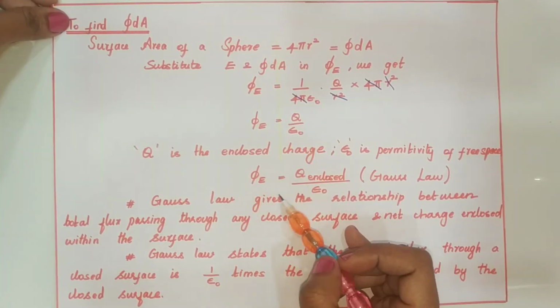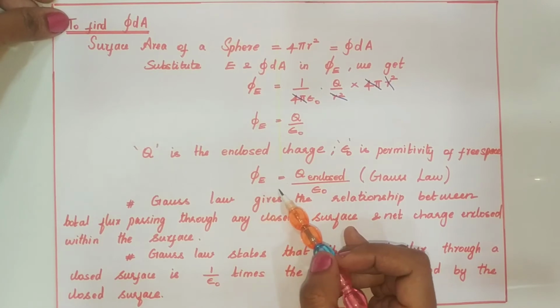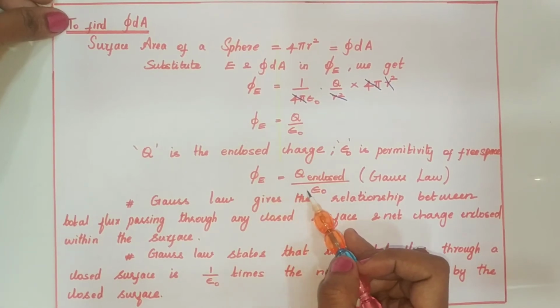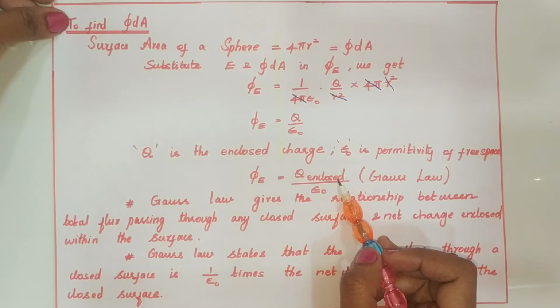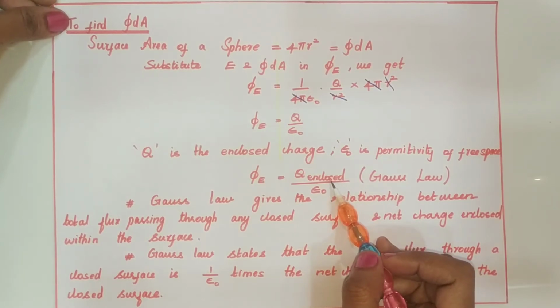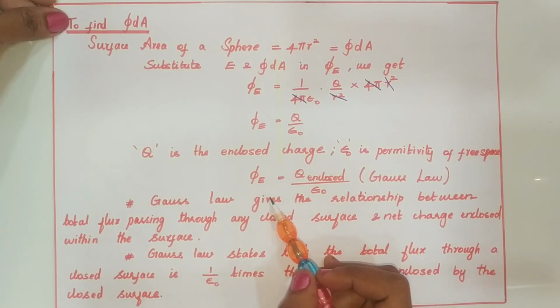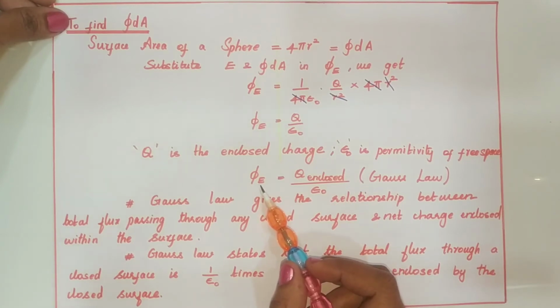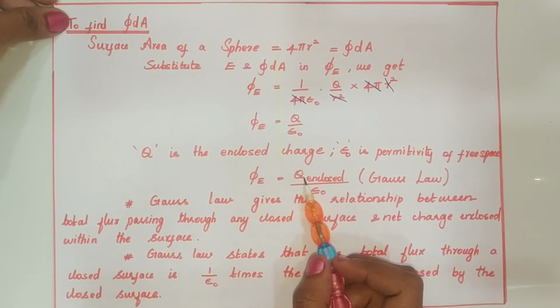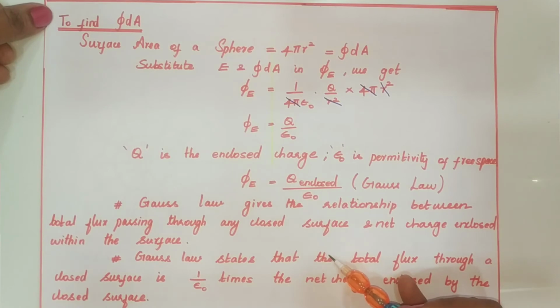Now the expression for electric flux by Gauss law is given by 1 by epsilon naught times the charge enclosed within the closed surface. That is, the Gauss law is giving the relationship between the total flux passing through the closed surface, that is the number of electric field lines passing through the closed surface, and the net charge enclosed within the surface.